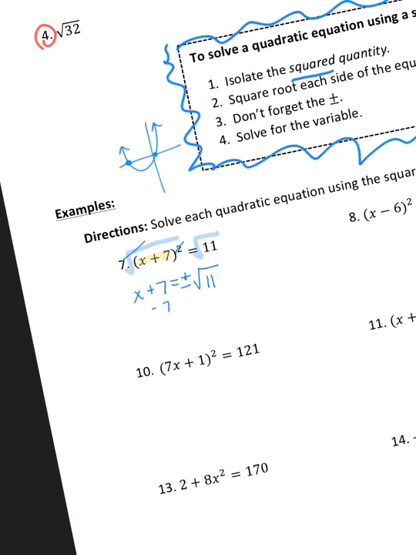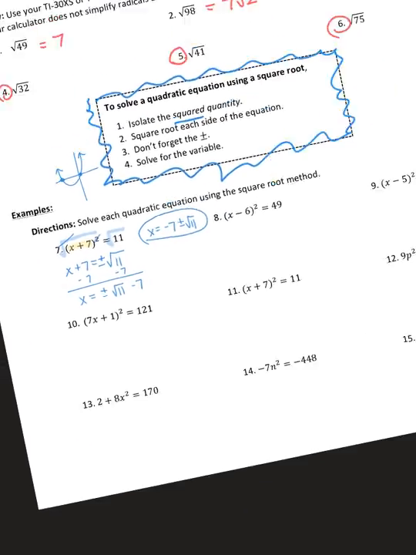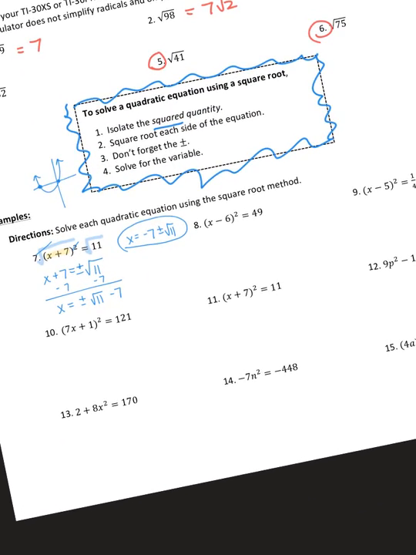And then we're just going to solve for x. So we're going to subtract 7 from both sides. So x is equal to plus or minus root 11 minus 7. Another way you might see that is x is equal to negative 7 plus or minus root 11. This way is a little bit better, because then you don't confuse what is in the radical and what is outside of the radical. I'm going to let you do number 8, but first I'm going to go ahead and go to number 9, and then you can go back to number 8.